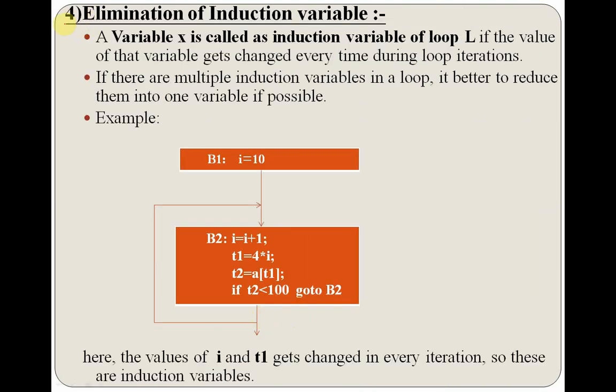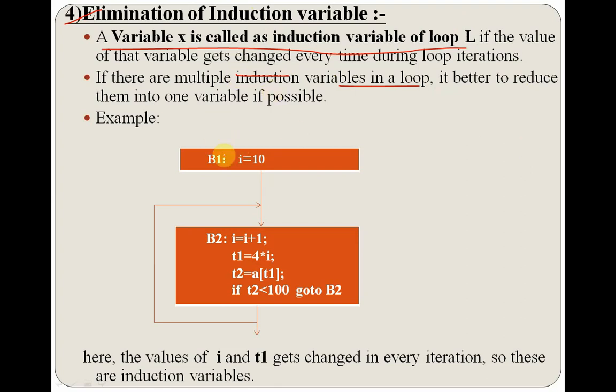Last one, elimination of induction variables. What is an induction variable? A variable X is called an induction variable of loop L if the value of that variable gets changed every time during loop iterations. So if the value of a variable is going to be modified in each and every iteration of the loop, then that variable is called an induction variable. If there are multiple induction variables in a loop, then it is better to reduce them into one induction variable if possible, so that we can save the execution time.